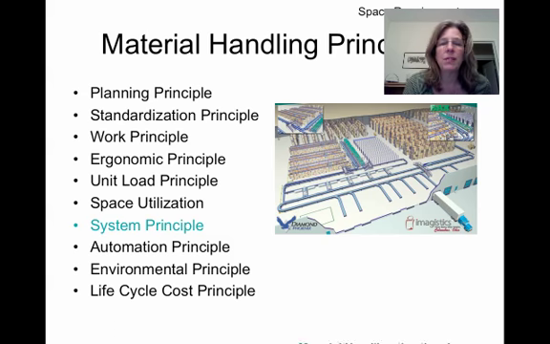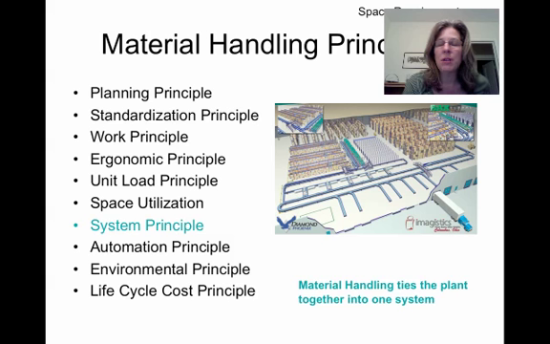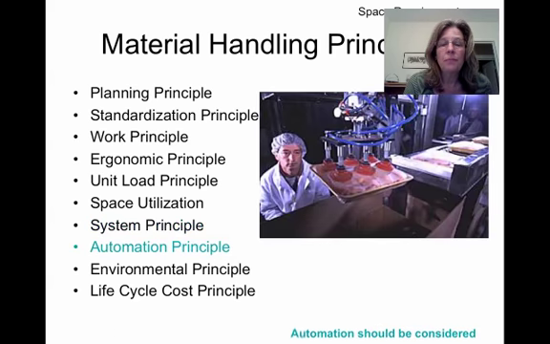The next one is the system principle. Material handling can actually tie the entire plant together into one system if you do it correctly. The conveyors can run throughout the system. It can be run like clockwork, so you don't have to depend on a lot of people skills, and you can actually use automation to tie the whole thing together. That's important to think about in a material handling system.